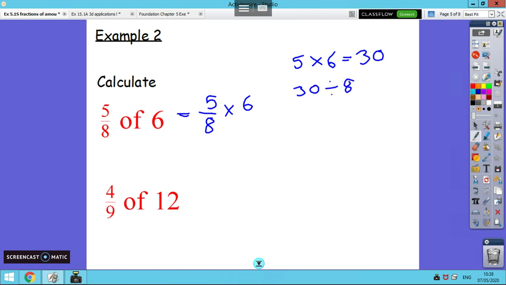Now we can't do 30 divided by 8 because 8 doesn't actually go into 30. So what I'm going to do is write it as a fraction, 30 over 8. And what I can do now is change that into a mixed number, and that's going to be my answer.